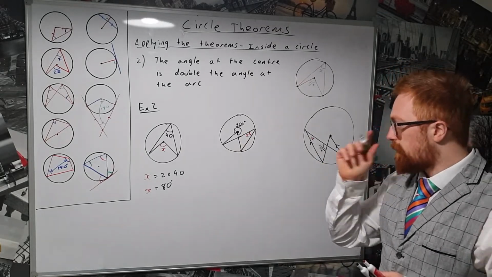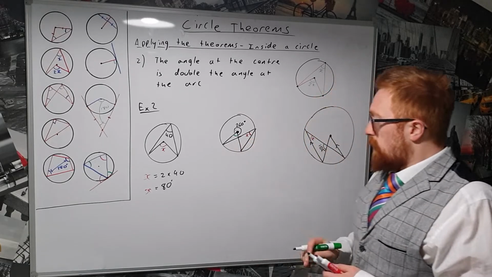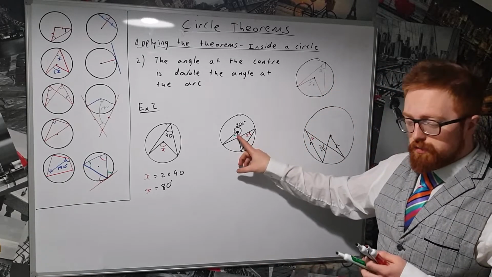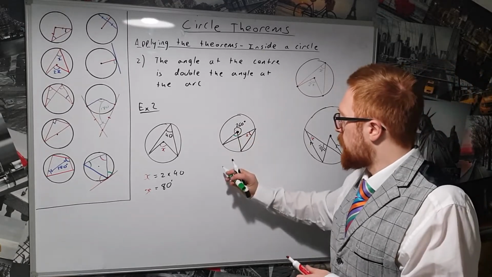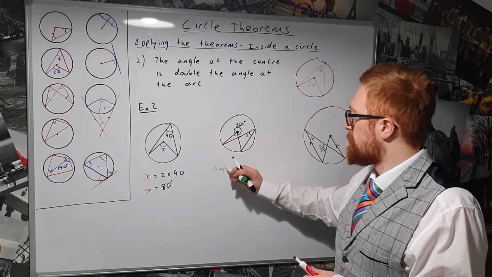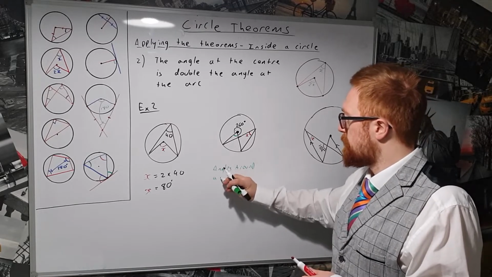So what we need to find first is this angle here. Now that angle there is not too tricky to find because we've got 2 angles that are around a point. I know that angles around a point add up to 360.